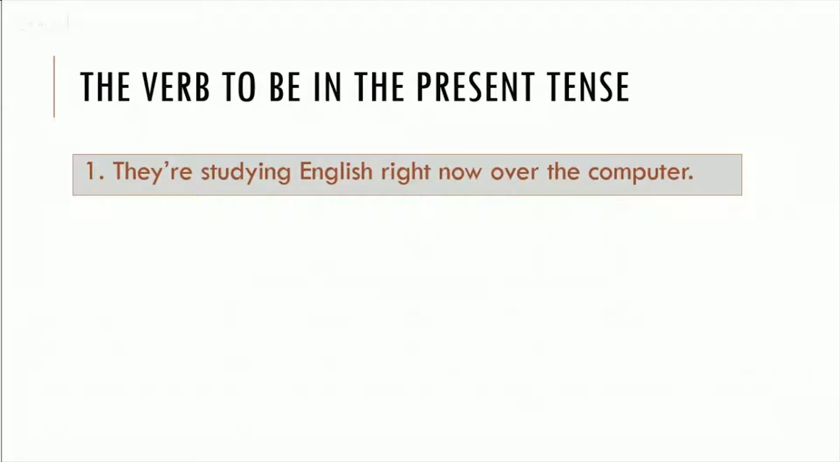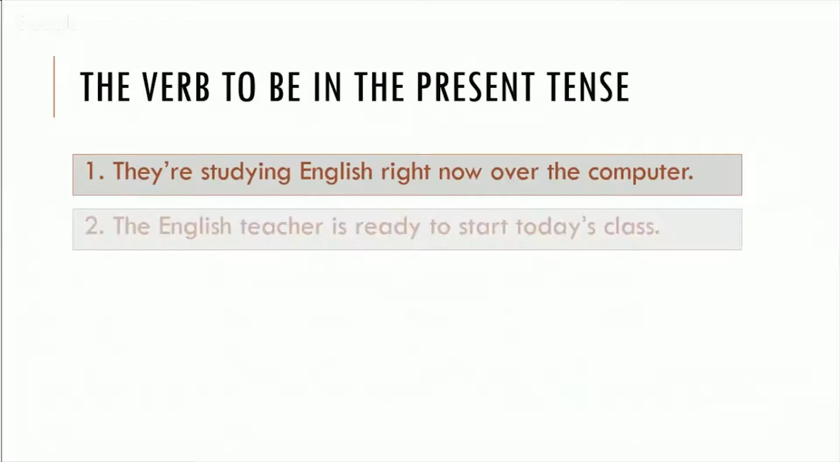And that means ellos están estudiando inglés. Right now is ahorita mismo, en el momento. Over the computer, sobre la computadora, right? They're studying English right now over the computer. This sentence uses the verb to be in a contraction. They are. It is the present continuous or the present progressive. They are studying. And then you have the rest of the sentence. You want to copy that sentence because you are going to be using it. We're going to be rewriting these sentences a couple of times.